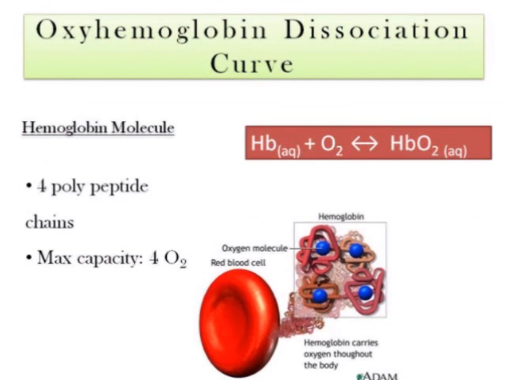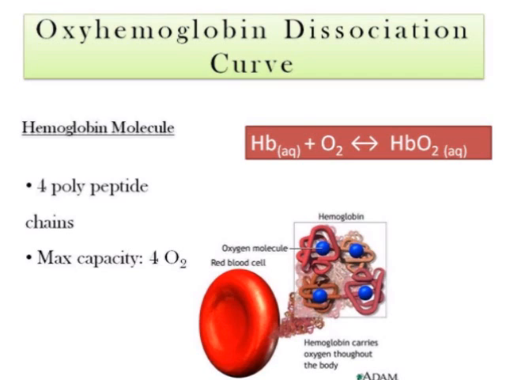One of the most important biological molecules is hemoglobin, which exists in the blood. Its primary function is to transport oxygen. Each hemoglobin molecule consists of 4 polypeptide chains and can bond to a maximum of 4 oxygen molecules. Hemoglobin and oxygen are at an equilibrium in the blood, and the equilibrium equation is shown in this slide.